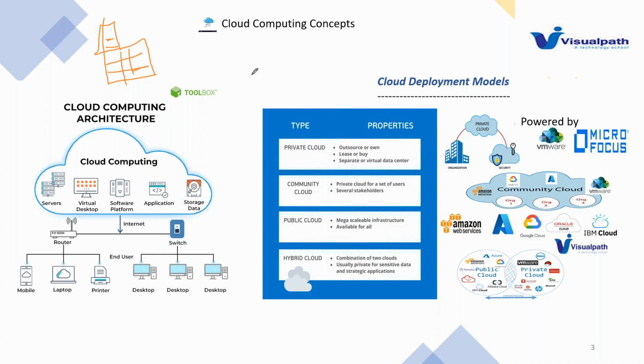And in public cloud, we have AWS, which is the leader in the public cloud sector, and next are Azure Cloud and Google Cloud, then Oracle Cloud and IBM Cloud. Many others remain.